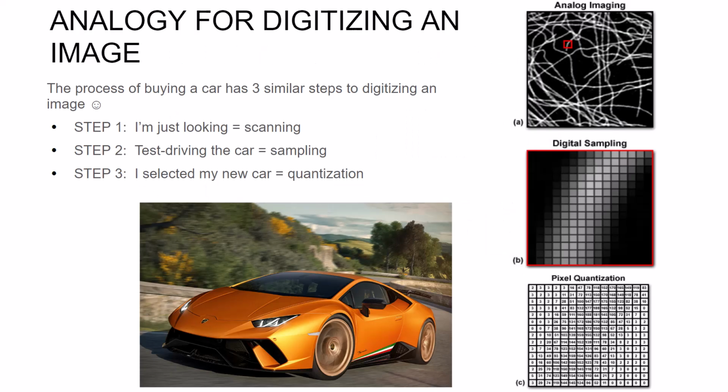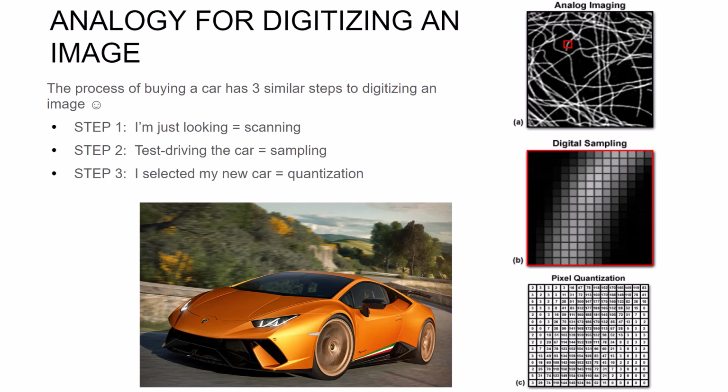Here's Kim's analogy for digitizing an image, which is much like buying a car. Step 1 is the "I'm just looking" phase. It's not necessarily your car yet, you're just taking a peek. Step 2 is test driving the car, or sampling the car. You measure which car fits you better. And step 3 is "I've bought the car, it's mine now," which relates to quantization. Now I'm committed and I get to take it home.